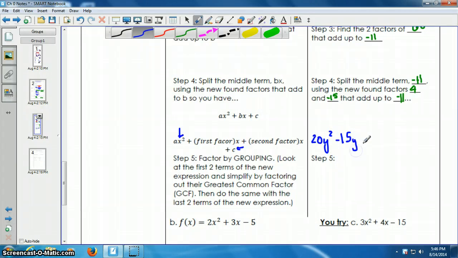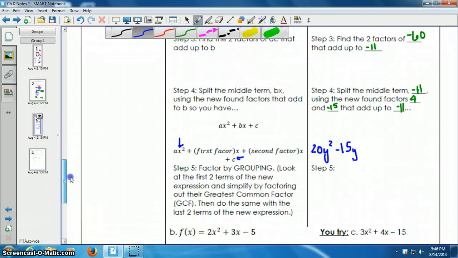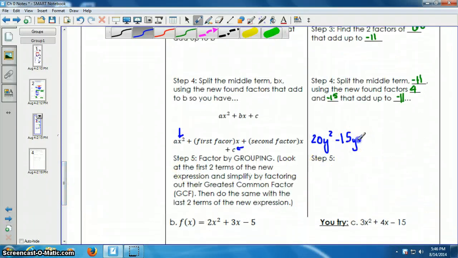Is it a y or an x? I think it was an x. Nope, it's a y. Plus 4y. And then keep that last term the same, that 3.